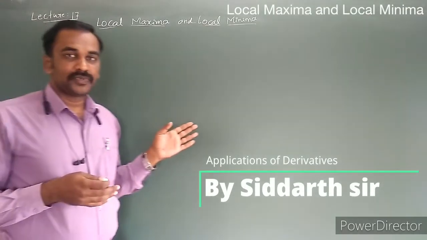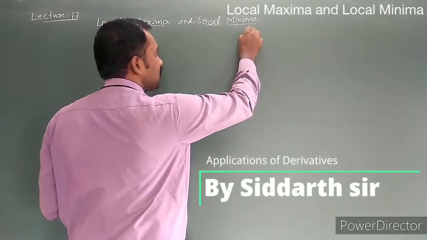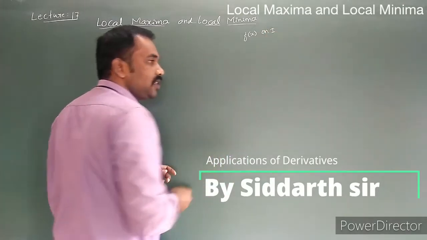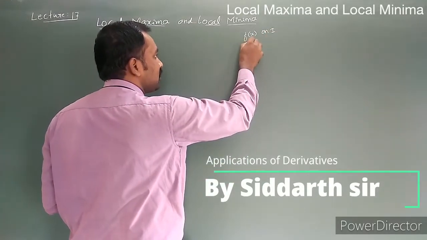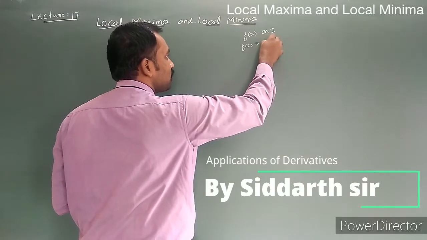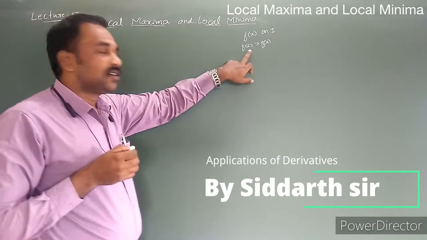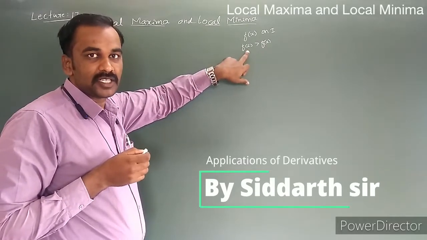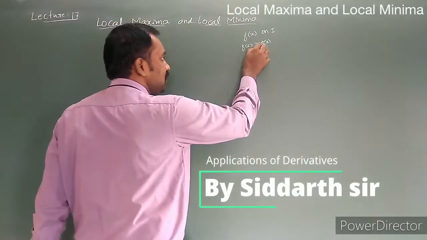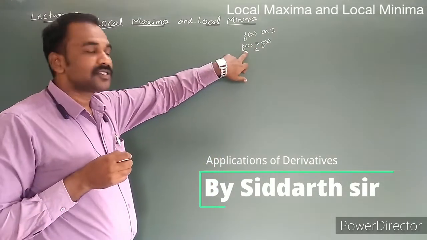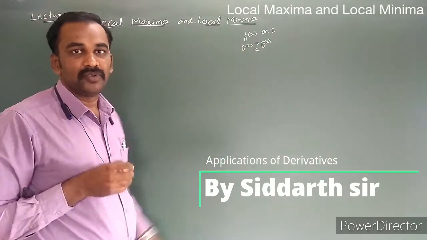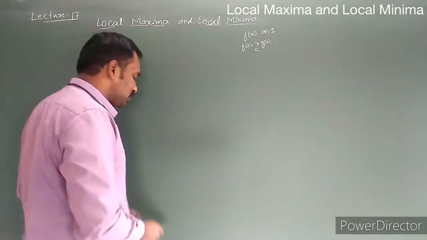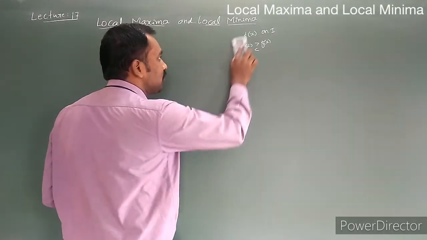Already you know from the previous video about maxima and minima. Suppose f is a real valued function defined on an interval I, then there exists a point c such that f of c is greater than f of x. In this case, we say that f of c is the maximum value. If the inequality is less than, then we say that f of c is the minimum value, where c is the point of maxima, and where c is the point of minima. We have seen this in the previous video.